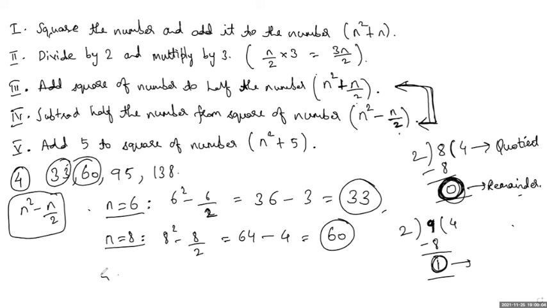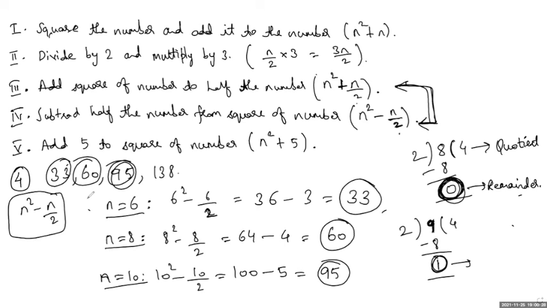Next, what is the next even number after 8? 10. 10 square minus 10 by 2. What is 10 square? 100. 100 minus 5, since 10 by 2 is 5. So what is 100 minus 5? 95. Is it matching? Yes, ma'am. So for this question, which is the correct rule? Rule number 4. That's it.